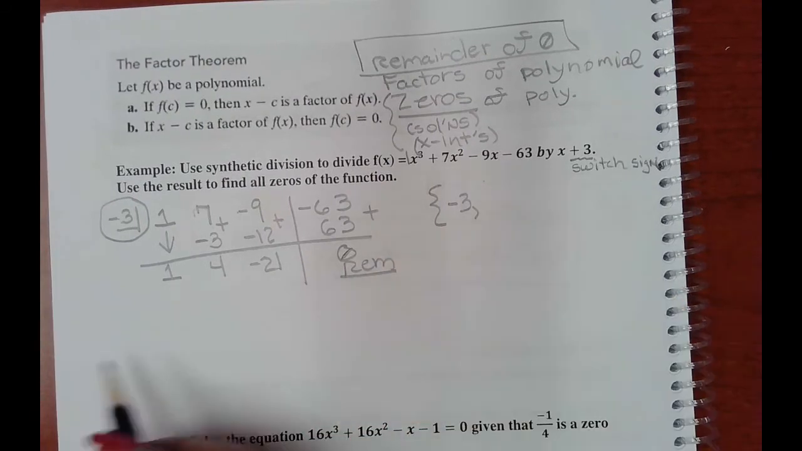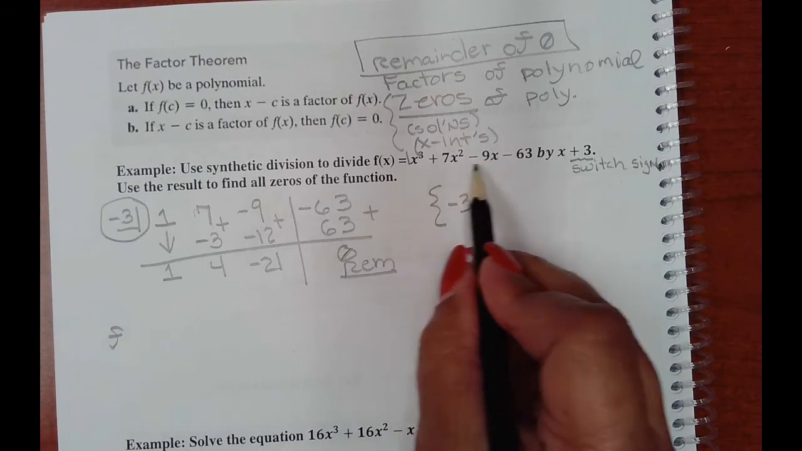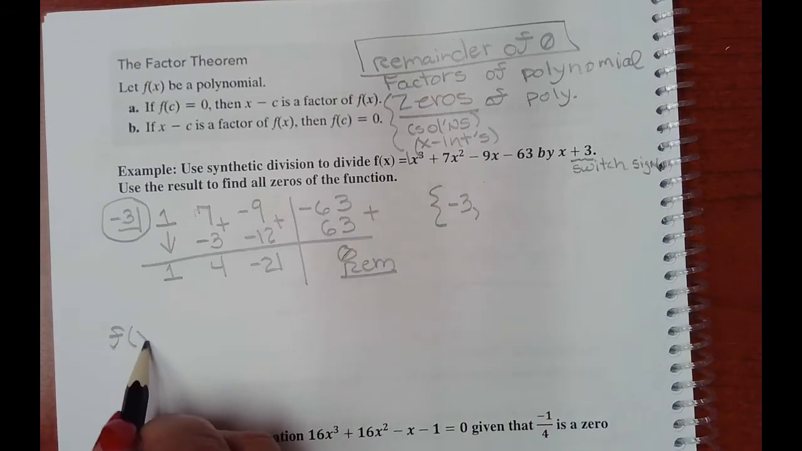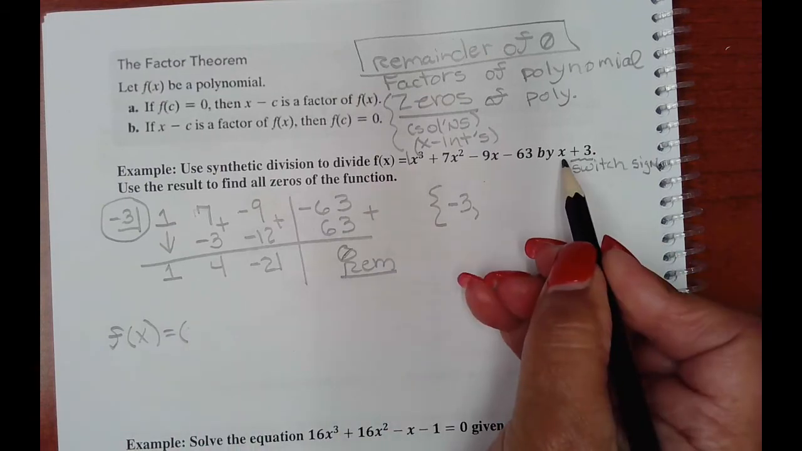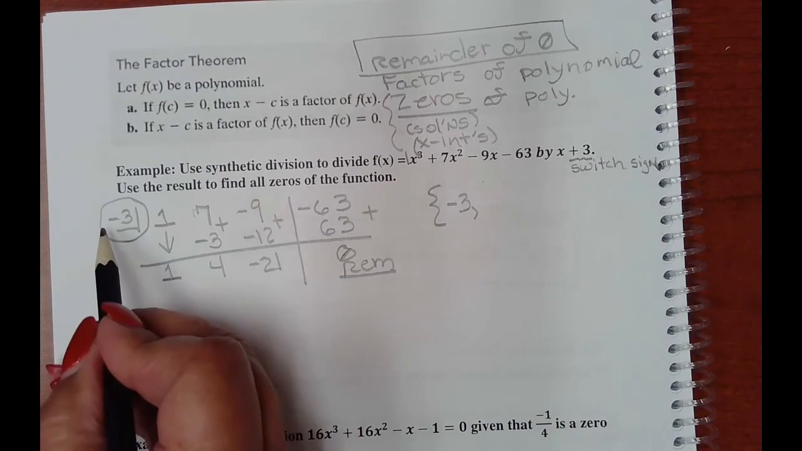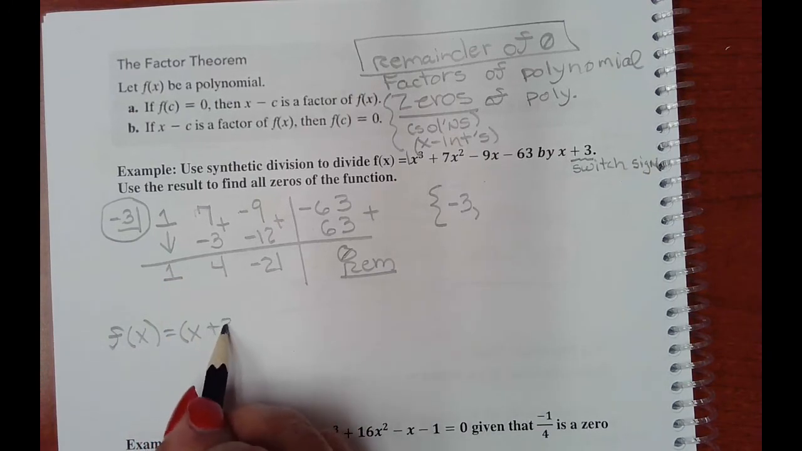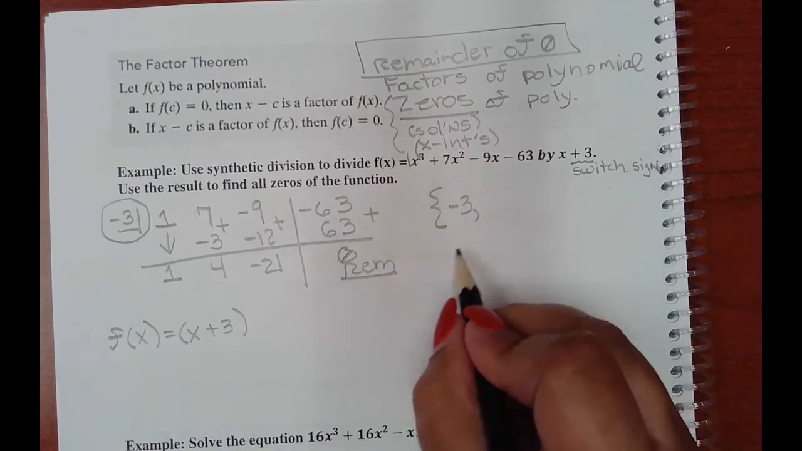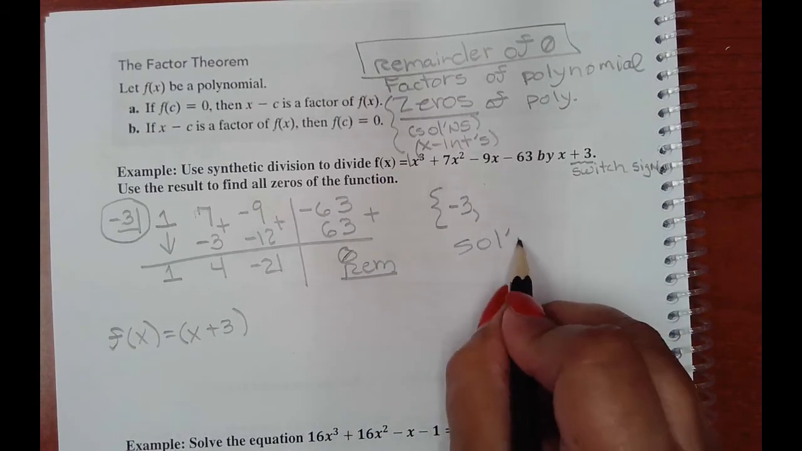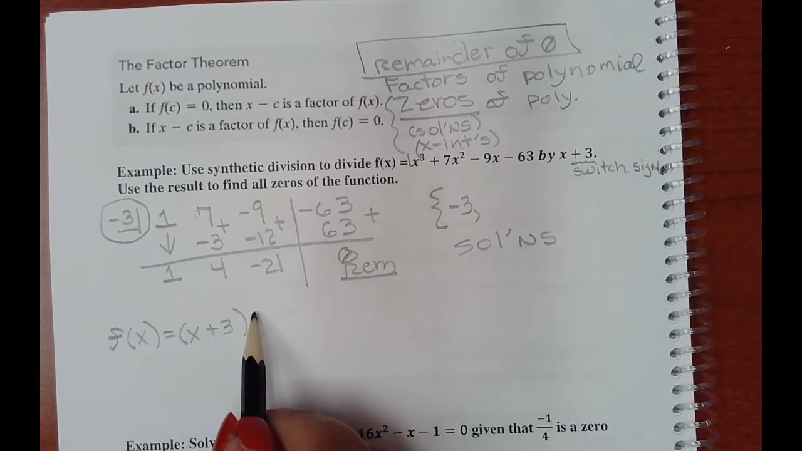Like for instance, this function that you saw originally, x cubed plus 7x squared minus 9x minus 63, it can be written like this. This would be the factor that corresponds to this solution. When they're in factor form, they have the opposite sign as what the numbers have when they're reported as solutions. So here is going to be my set of solutions, and here I'm just writing this in factored form.